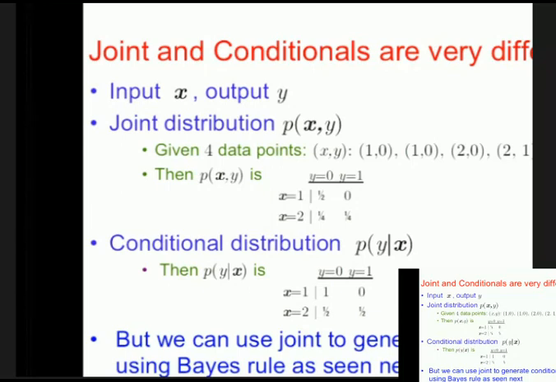The conditional distribution of Y given X for that same data set, with X being 1 and 2 and Y equal to 0 and 1, looks like 1/2, 0/2. It's a quite different looking table than that. So the conditional distribution is quite different. But the thing is, if I give you the joint distribution table here, I can reconstruct the conditional distribution using Bayes' rule, as seen next. So the joint distribution contains information that can be used to generate any other distribution.